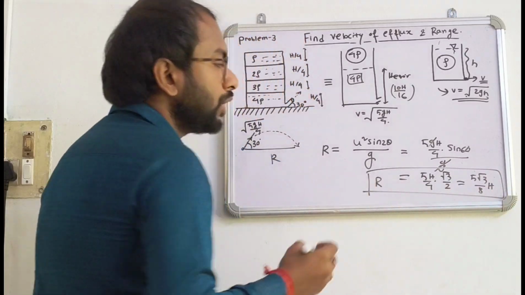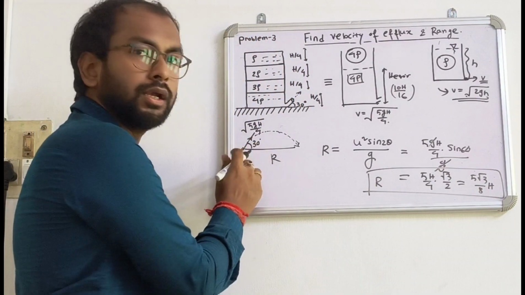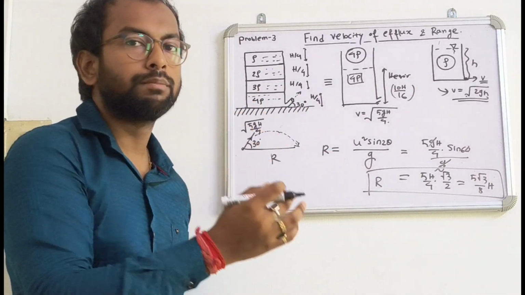So why are we able to apply the formula of projectile motion? Because each fluid particle will have projectile motion in a parabolic path.